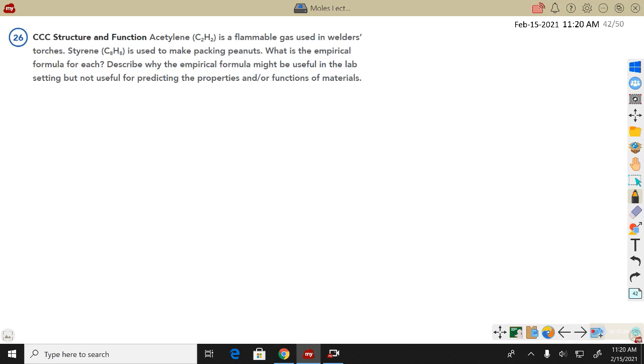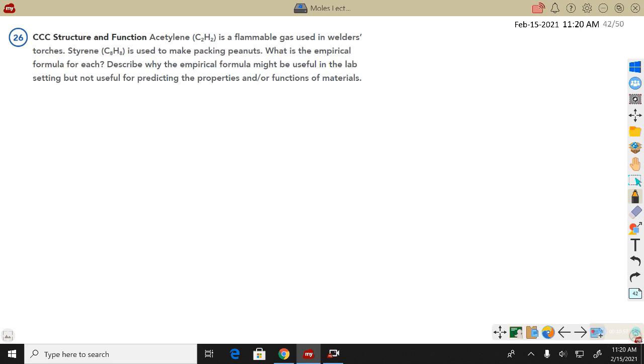Here's another question that gets the point across: what is an empirical formula versus a molecular formula? It says acetylene, C2H2, is a flammable gas used in welders' torches. It very much is. Styrene, C8H8, is used in polystyrene, like packing peanuts and different forms of plastics. What is the empirical formula for each?